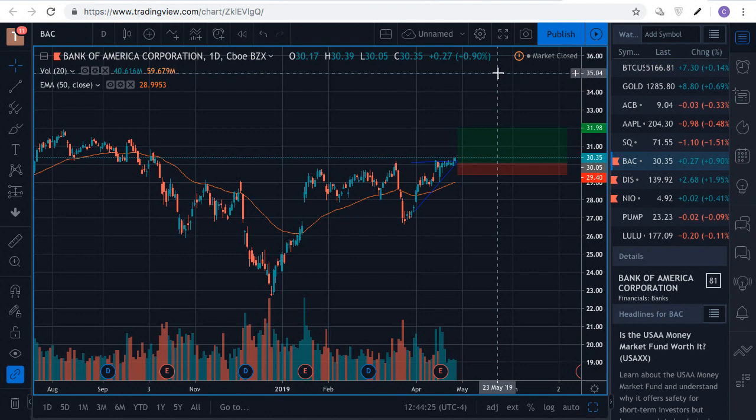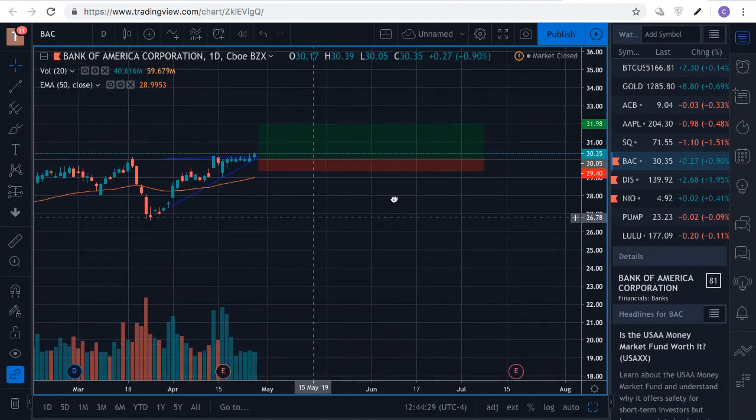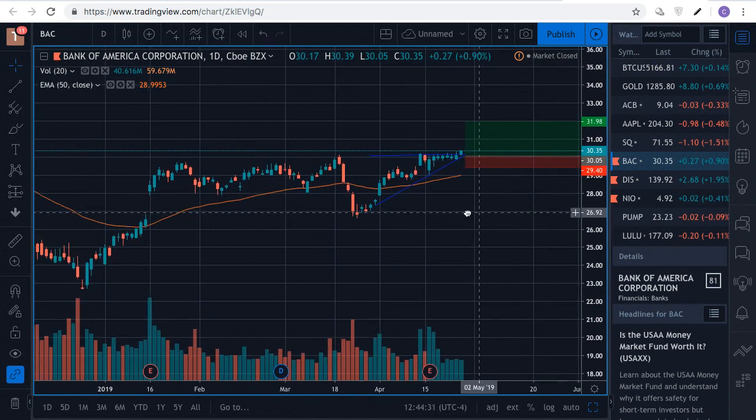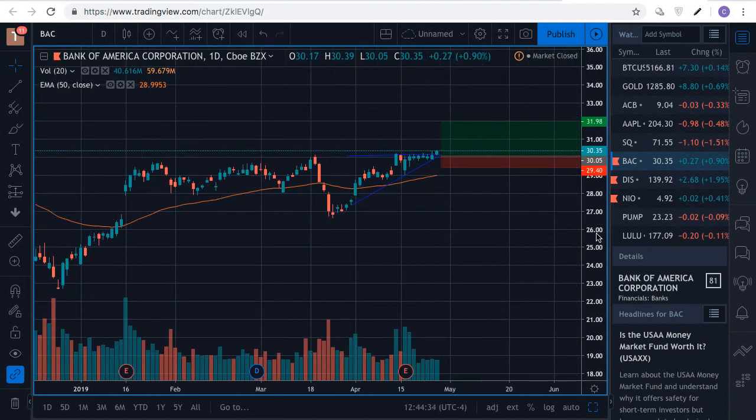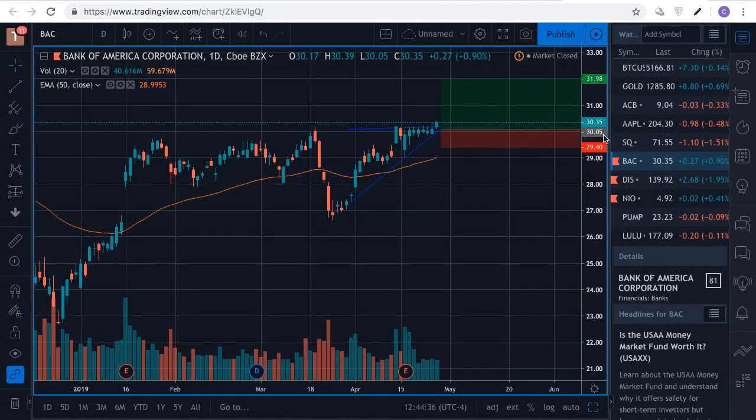A couple more basic trading terms are resistance and support levels. Resistance is historical lines where price has tended to stay under or get rejected at. As you can see right here, the local resistance has been rejected about 1, 2, 3, 4, 5, 6, 7, 8, 9 times. It's right at 30, 15.